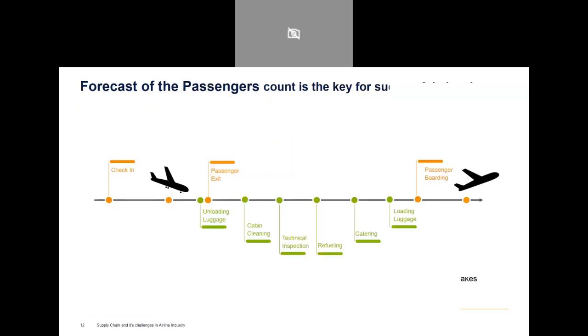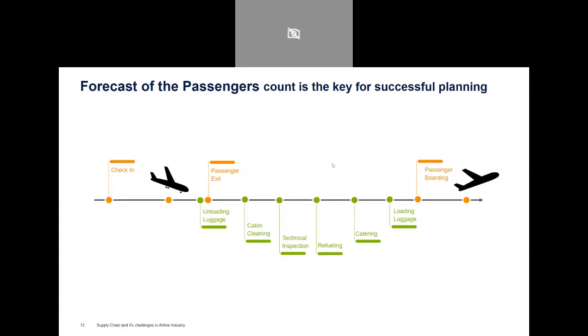I will now move to the next slide. I showed this slide already before. This shows the activities around an aircraft and in an airport. Looking into the detail, for example, let me pick this catering, marked in green here. Catering needs to know exactly how many passengers are going to be on this aircraft. Let's take an example of a flight from Chennai to Frankfurt. This flight has roughly 350 passengers on board.